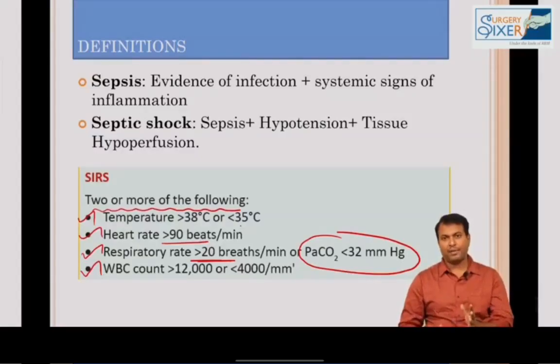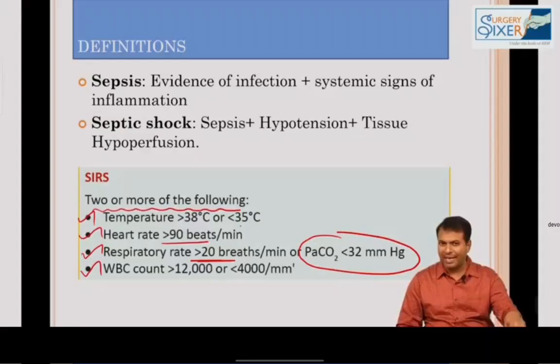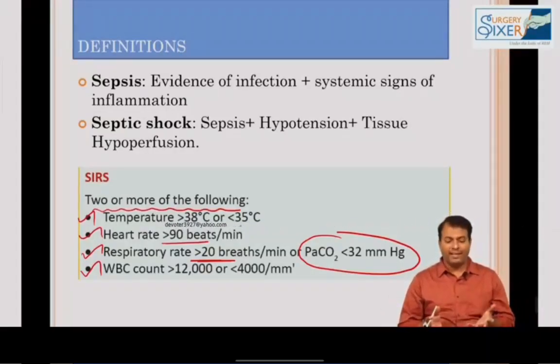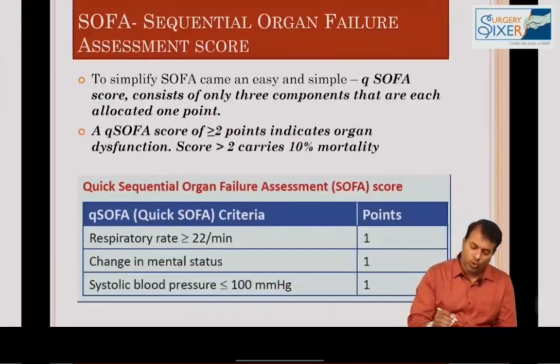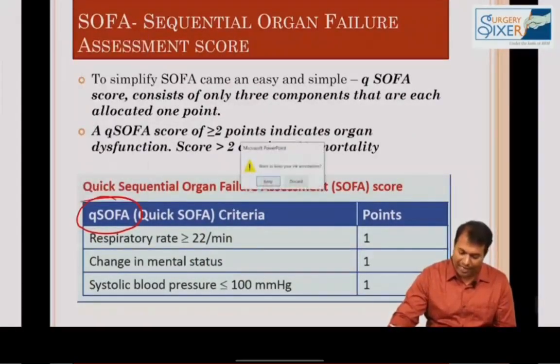So this question has been asked 3 times in the last 2 years. SIRS criteria. To say this is SIRS, what are the criteria included? Now very interesting is that the new scoring systems for sepsis have modified this SIRS into many new values. They had a SOFA score, and now the latest score is the Q-SOFA score. Quick sequential organ failure assessment score is the latest score used.